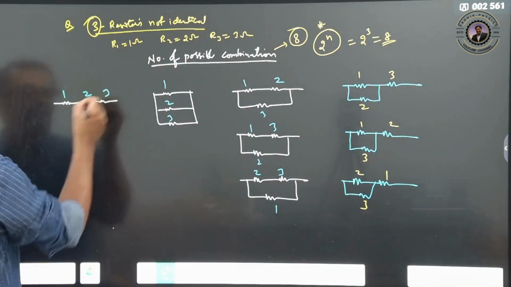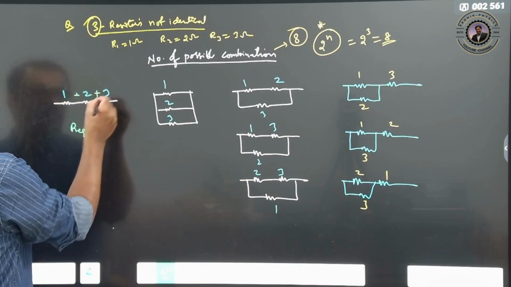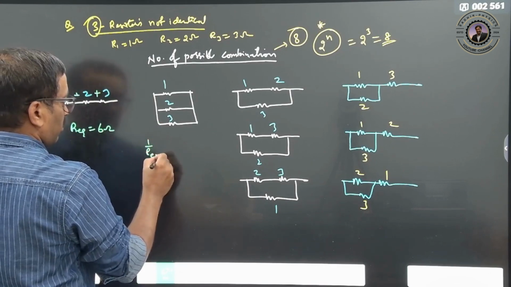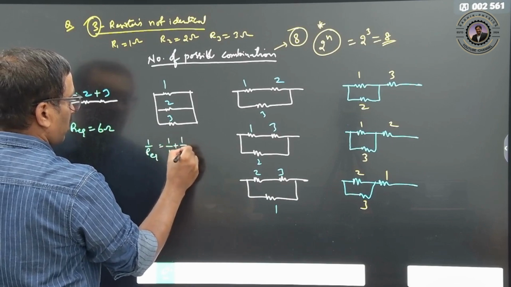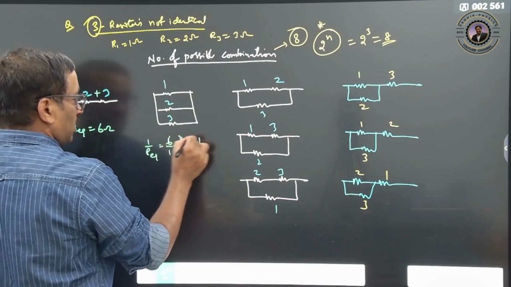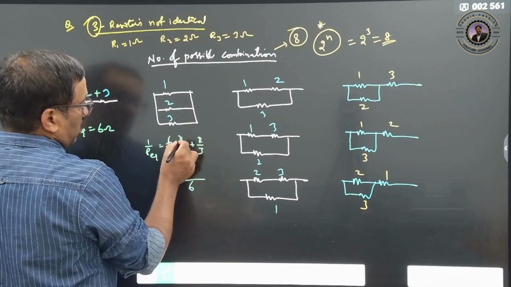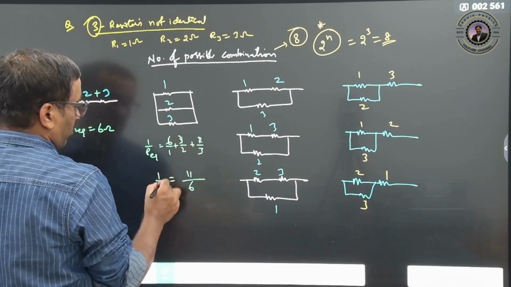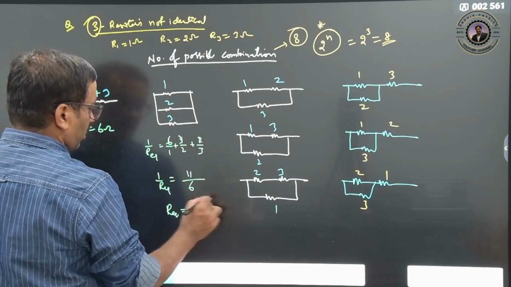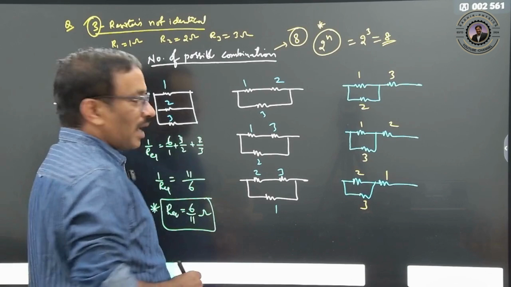So 1, 2, 3, therefore R equivalent is nothing but 1 plus 2 plus 3, so 6 ohms. Here, 1 by R equivalent is 1 by 1 plus 1 by 2 plus 1 by 3. So I can make it 6, 3, 2. Therefore the denominator is 6, so 9, 10, 11, therefore 1 by R equivalent is 11 by 6, so R equivalent is 6 by 11 ohms. Clear? So I think you can calculate it.